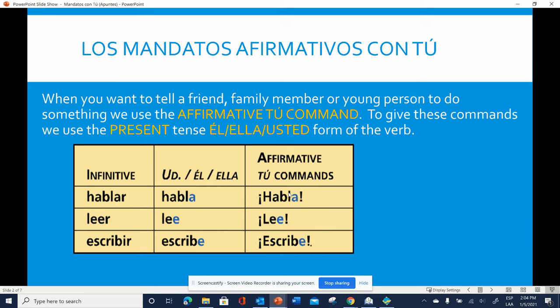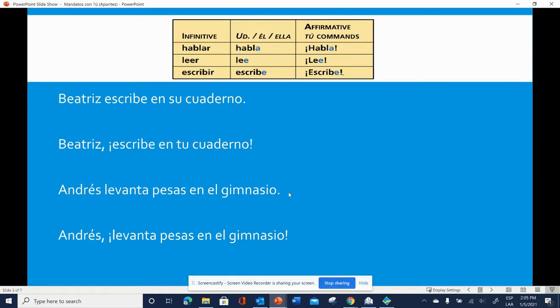On the next slide, you'll see differences of how they're used in context or in sentences. So for AR verbs, a, ER verbs, e, IR verbs, e as well. And this is once again regular verbs in the present tense. So here, in these first two sentences, we have the verb escribir, to write. In one of the sentences, it's used as a statement. In the other one, it is used as a command.